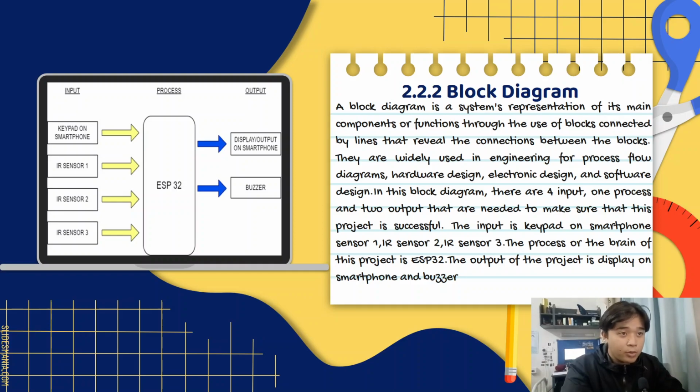In this block diagram, there are 4 inputs, 1 process, and 2 outputs that are needed to make sure that this project is successful. The inputs are the keypad on the smartphone and sensors. On my left, the keypad on the smartphone, and next is IR sensor 1, then IR sensor 2 and IR sensor 3. So the process, or the brain of this project, is the ESP32. And the outputs are the display on the smartphone and a buzzer.